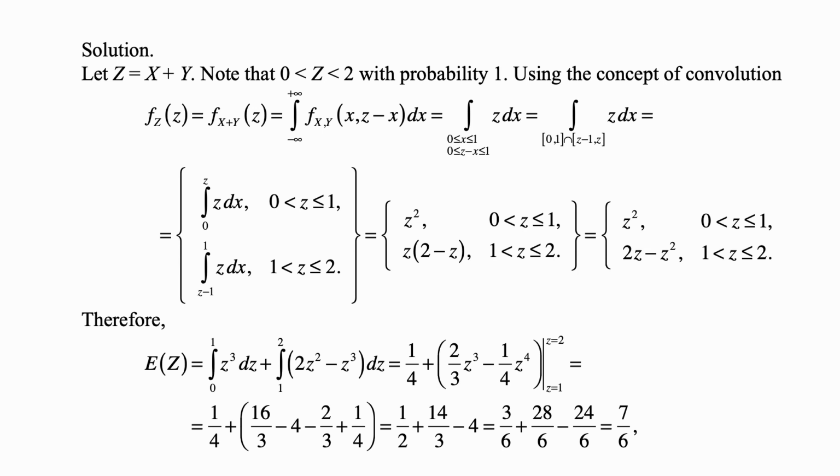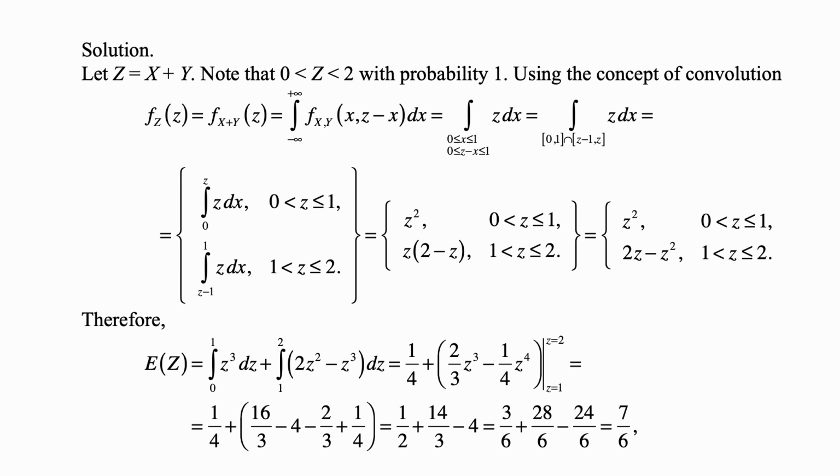And therefore, the expected value of z is the integral from 0 to 1 of z times z squared, so z cubed dz, plus the integral from 1 to 2 of z times 2z minus z squared, which is 2z squared minus z cubed dz. And that first integral is easily calculated as it's 1/4 z to the 4th evaluated from 0 to 1, so it's 1/4. And the second one is 2/3 z cubed minus 1/4 z to the 4th evaluated from z equal 1 to z equal 2, so this becomes 1/4 plus 16/3 minus 4 minus 2/3 plus 1/4.